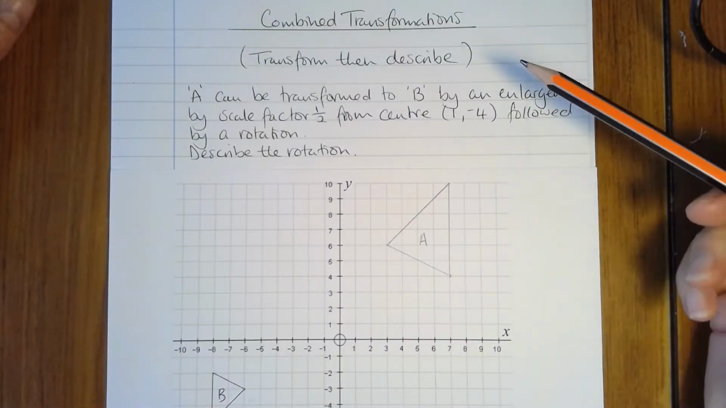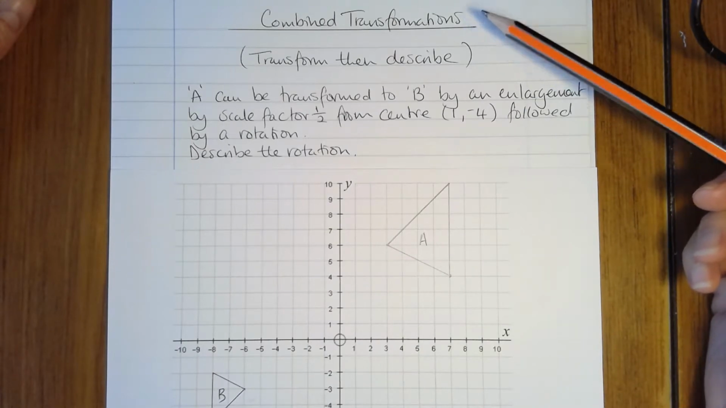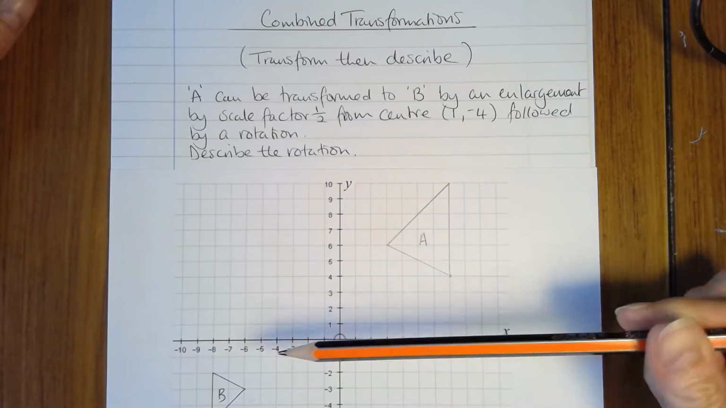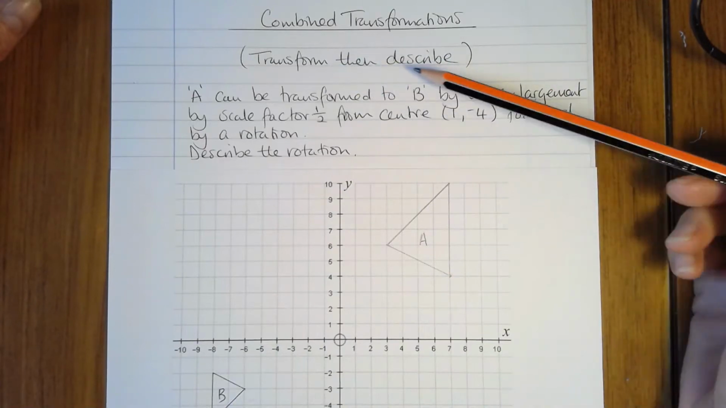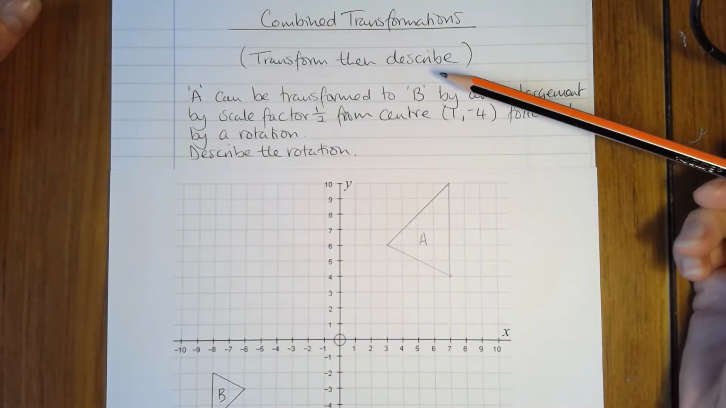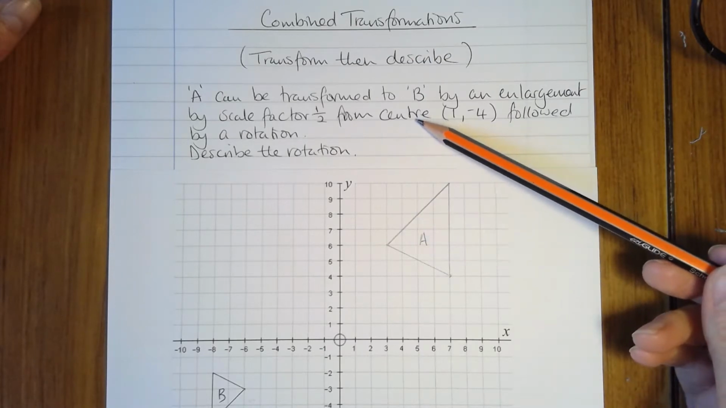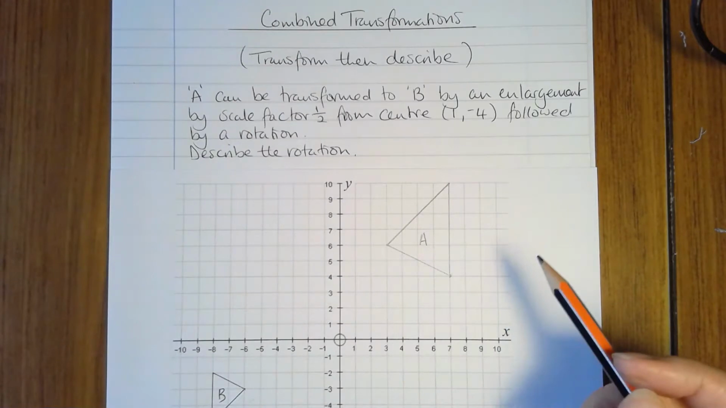This is a combined transformations question, which means that an original shape is transformed to give a second shape, and that shape is then transformed to give a third shape. This one particularly is a transform then describe, which means you're performing the first transformation on the given instructions, and then you're describing the transformation that takes the second shape to B. So let's read the question.